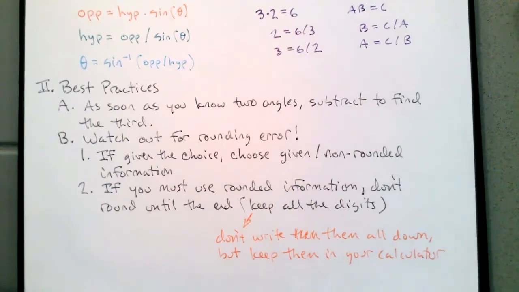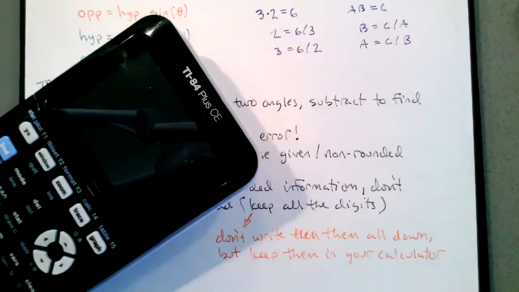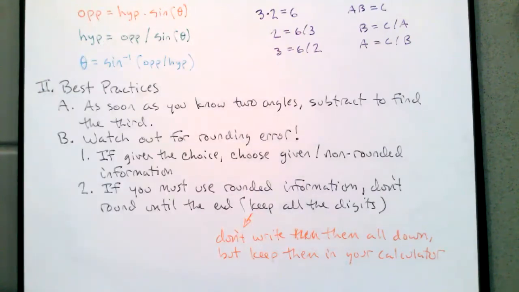So don't write them all down, but keep them in your calculator, so your calculator is not using rounded information. Either use the answer key, if you happen to be using a TI-84, or just don't round as you go.